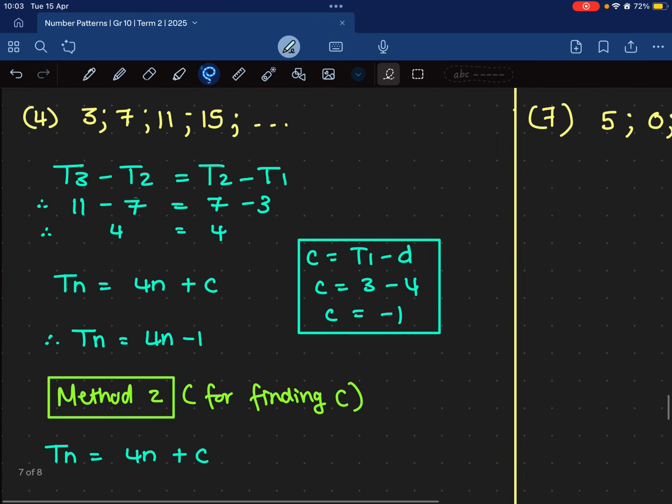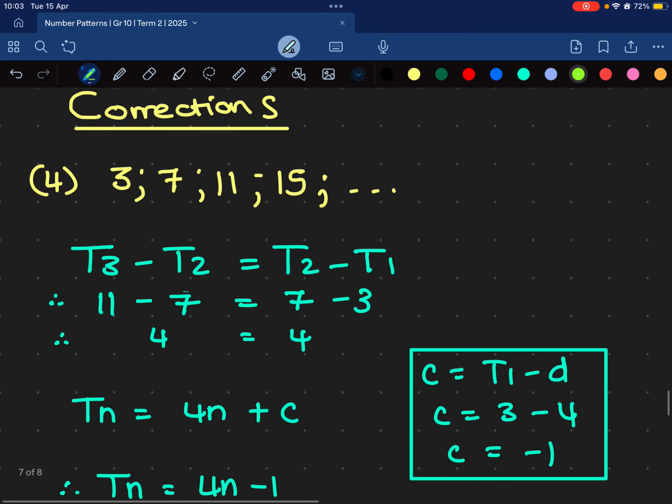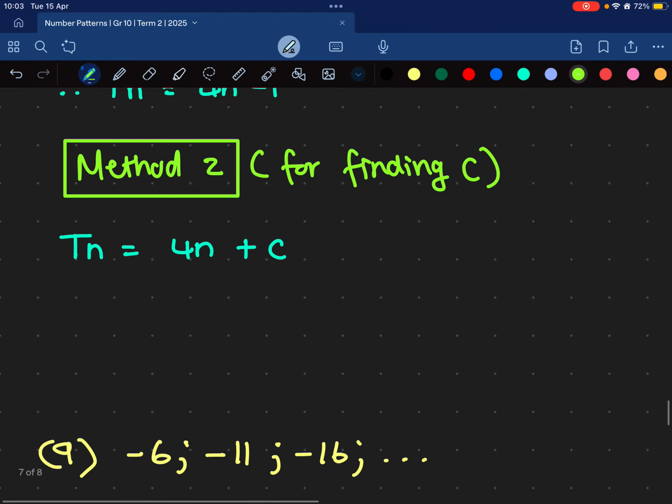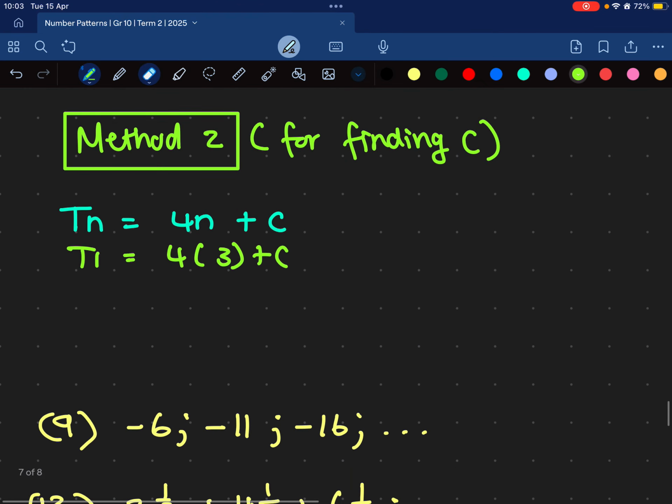But what you can do is you can see, oh, well, I know that this T1 is actually 3. So you could substitute that in. You could say, well, T1 is equal to 4 times 1 plus c. But T1 is actually equal to 3.